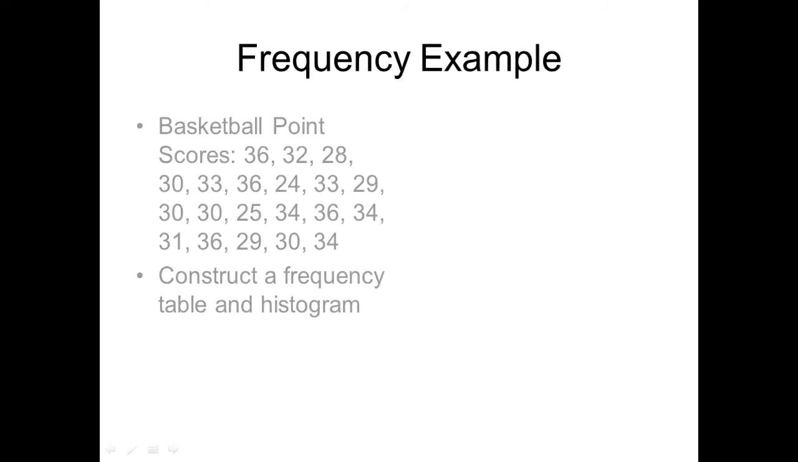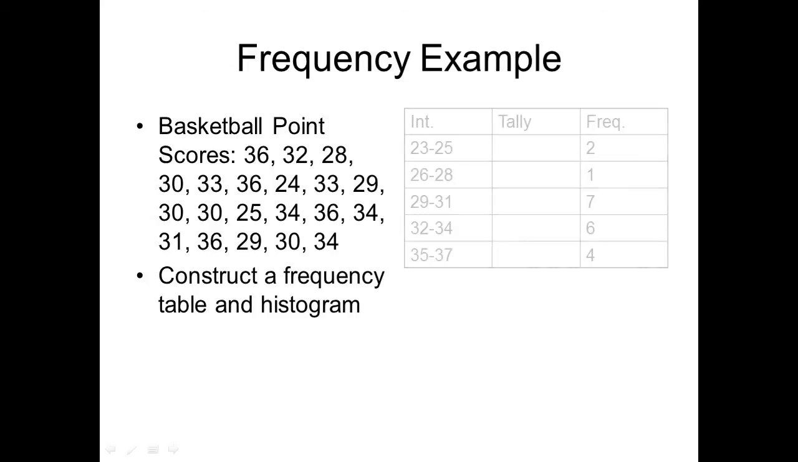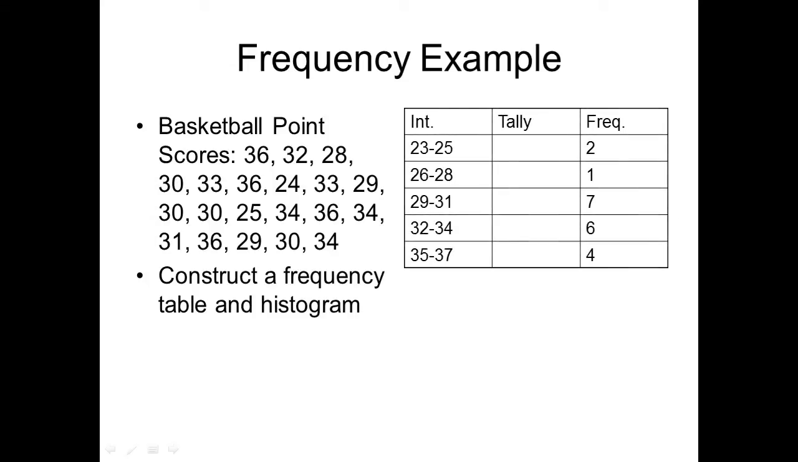Let's take a look at an example here. This is an example of a frequency histogram. We have basketball point scores at the left. We want to construct a frequency table and the histogram. First of all, in going through, I can notice that I have 20 scores, and I'll create my frequency table, and you can see the frequencies there on the right. You can also create a tally chart if you'd like. I chose not to for this one.